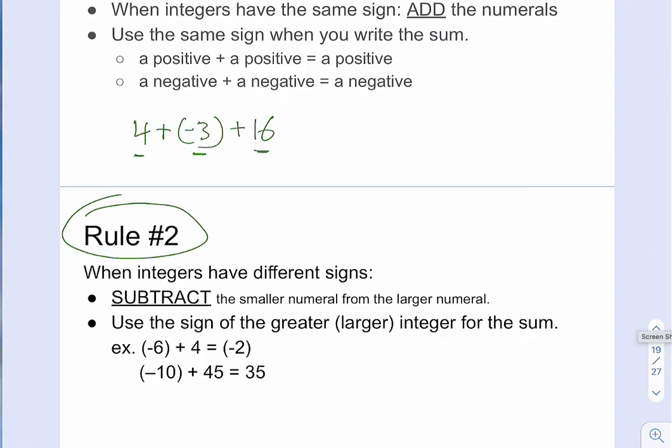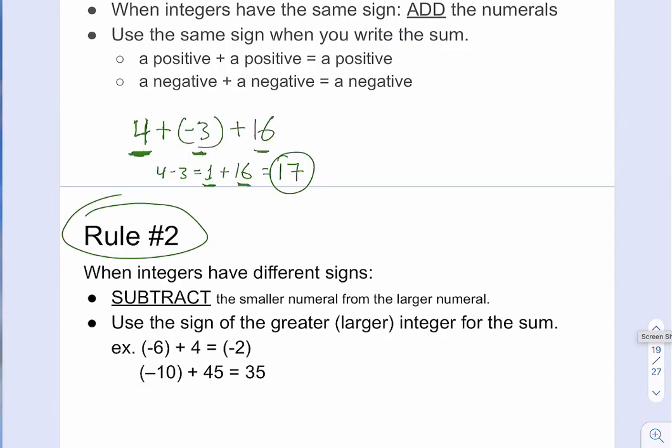So we have 4 plus -3. Those signs are different, so I'm going to go 4 subtract 3 equals 1. My integer that's larger for my sign, positive 4, is larger than -3, so it stays as a positive 1. Now I can add that to the 16. This time we have a positive and a positive, so I'm going to use rule number 1. Just add them together and keep the same sign. So 16 plus 1 is positive 17. There is my answer.